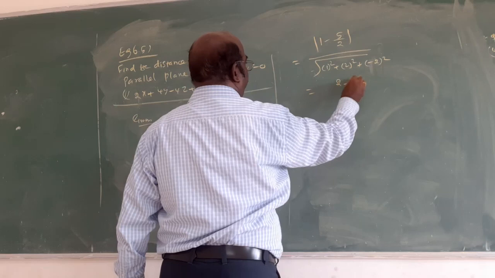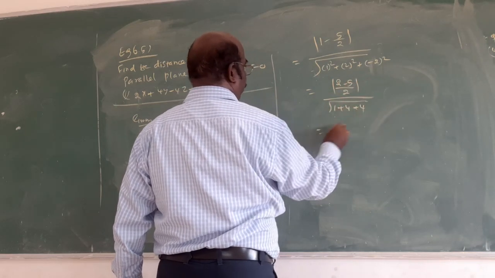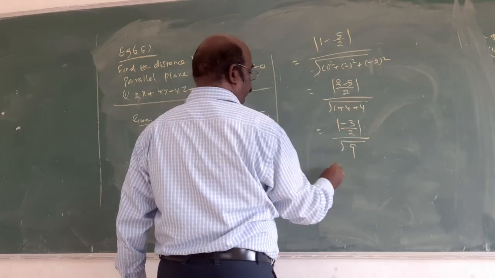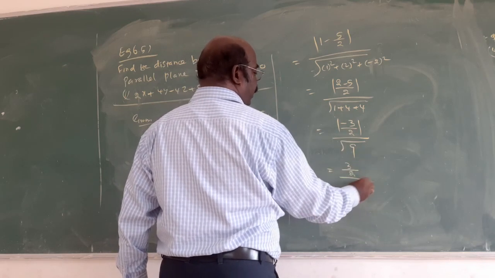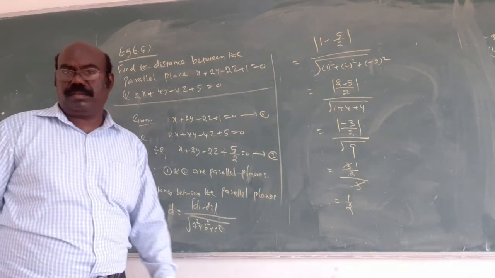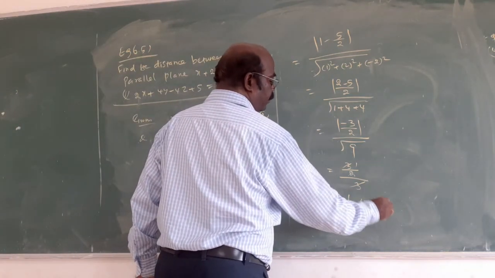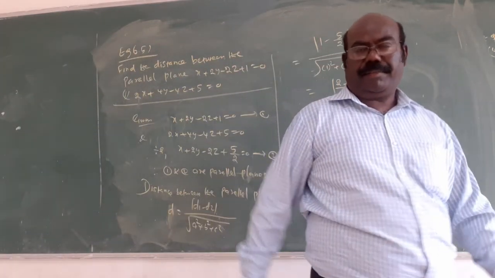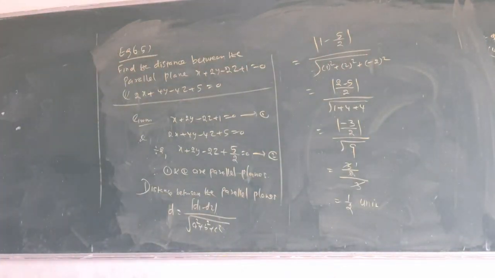Now 1 minus 5 by 2. Here 1 plus 4 plus 4, root of 9. Minus 3 by 2 divided by 3. 3 cancels. 1 by 2 is the answer. That's all. 1 by 2 is the distance between the parallel planes. That's all. Anyway, first volume is completely over. Study thoroughly for the quarterly examination. That's all.